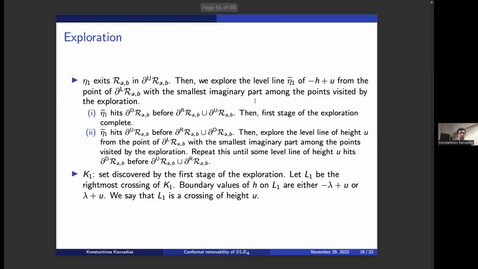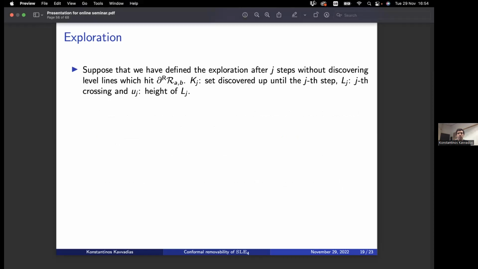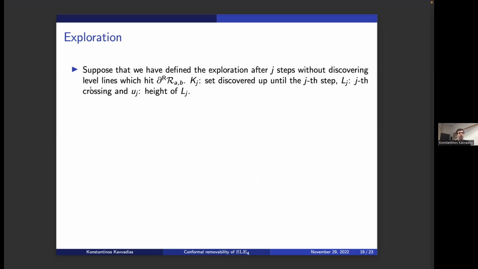Okay, so this is everything that I have said in words. Here is how we can iterate this procedure. The point is to iterate this procedure and discover more and more crossings. So suppose that we have defined the exploration after j steps without discovering a level line which hits the right side of the rectangle. We call this crossing, let's say, Lj.